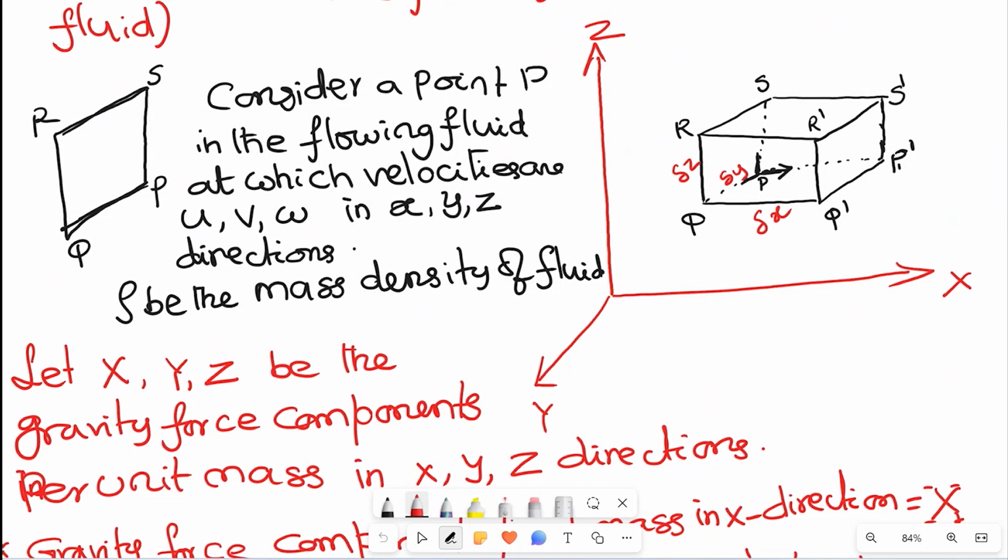Suppose for the net force in the x direction, we ask what are the phases through which the forces will act. For example, PQRS is one phase, and P dash Q dash R dash S dash is the other phase. Similarly, in the y direction there is the front one which you are seeing, that is QQ dash R, and the back one, which is PP dash S. And in the z direction, the bottom one is PQQ dash P dash, and the top one is R dash S. So this is how you need to consider the phases and the forces that are considered.